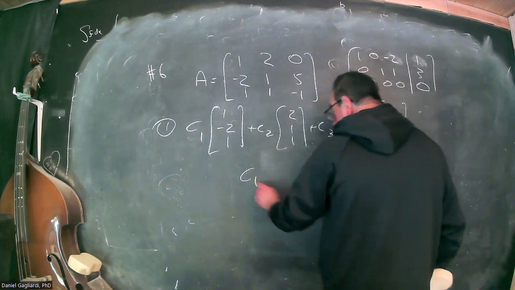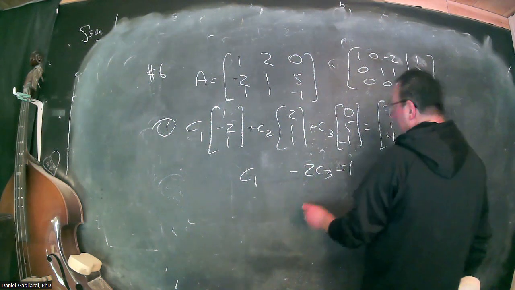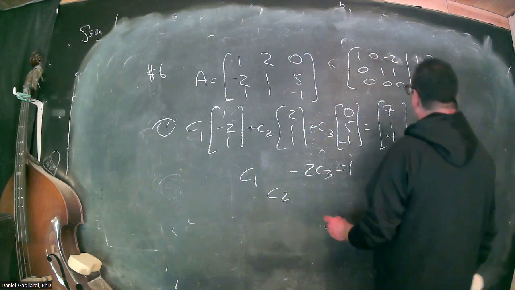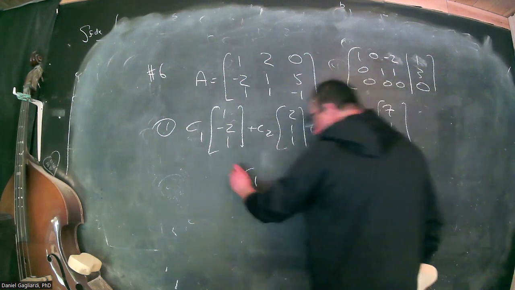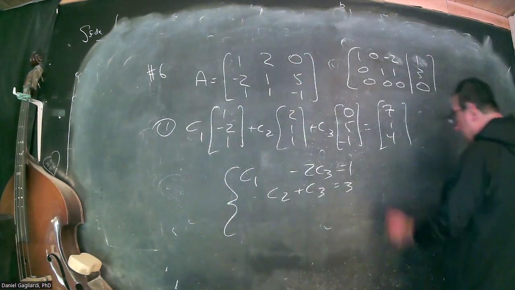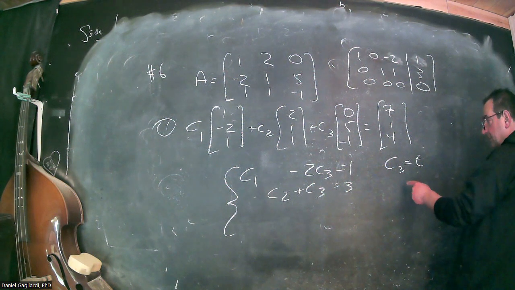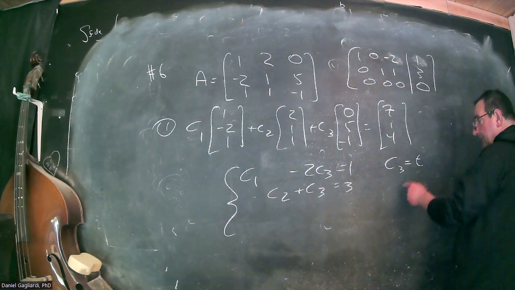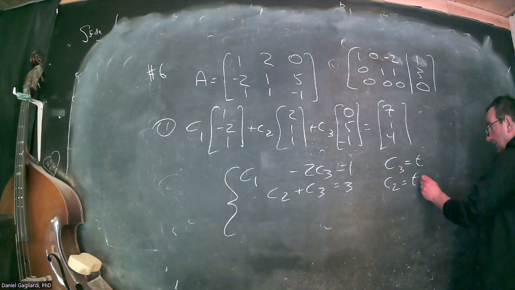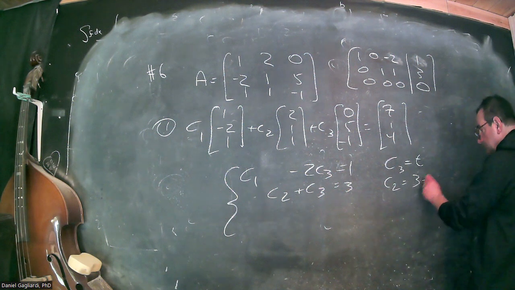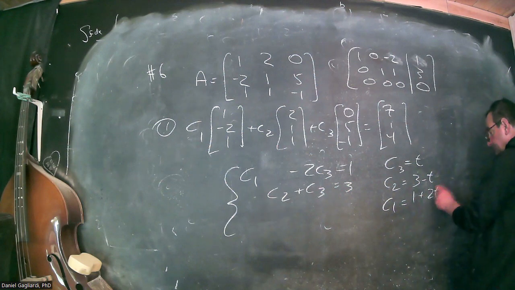So what do we have? We have C1 minus 2C3 is equal to 1. And for the second row, we have C2 plus C3 is equal to 3. Notice that there's no condition on C3, which means that C3 is free. We'll call it T. So if C3 is equal to T, then C2 is going to be equal to 3 minus T, right? And C1 is going to be equal to 1 plus 2T.